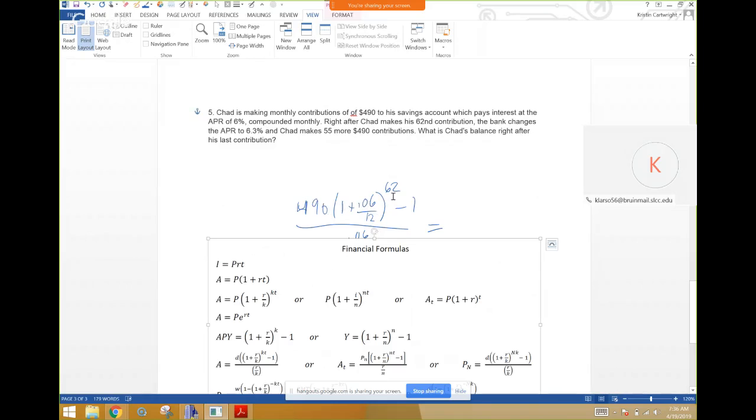I think the hard part on this one to figure out might have been what am I going to put in for the KT, because K is usually the number of compoundings per year, how many times you're depositing, and then T is the time value that it's in there. It didn't tell you a time value, it just told you how many contributions. So that was the tricky part.